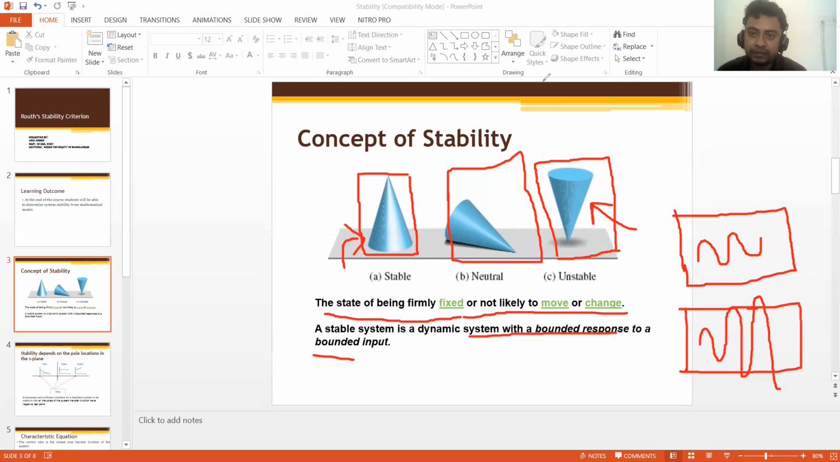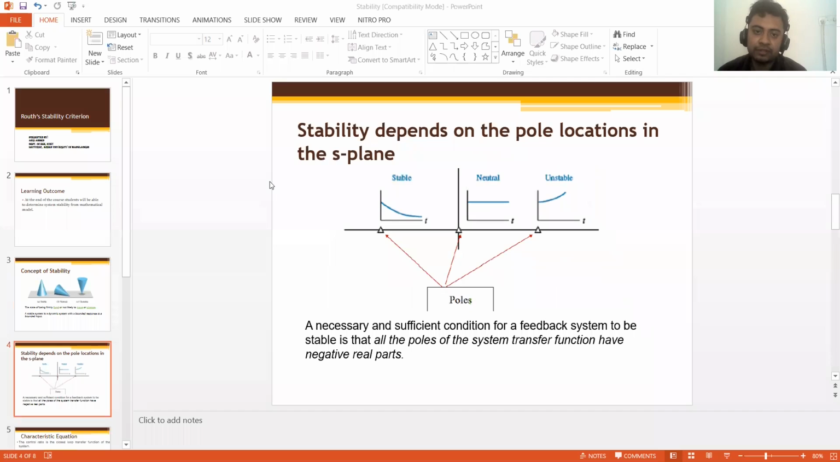So the stability can be shown on the S-plane. How? The left half of the S-plane demonstrates stable condition, and it's well understood by this graph. This is decreasing in manner. So this is stable condition, and the marginal stable condition, that means neutral stable, is demonstrated by this picture. And finally the unstable condition can be found by this picture, which indicates that the output is increasing with the passage of time. So how can this picture be drawn?